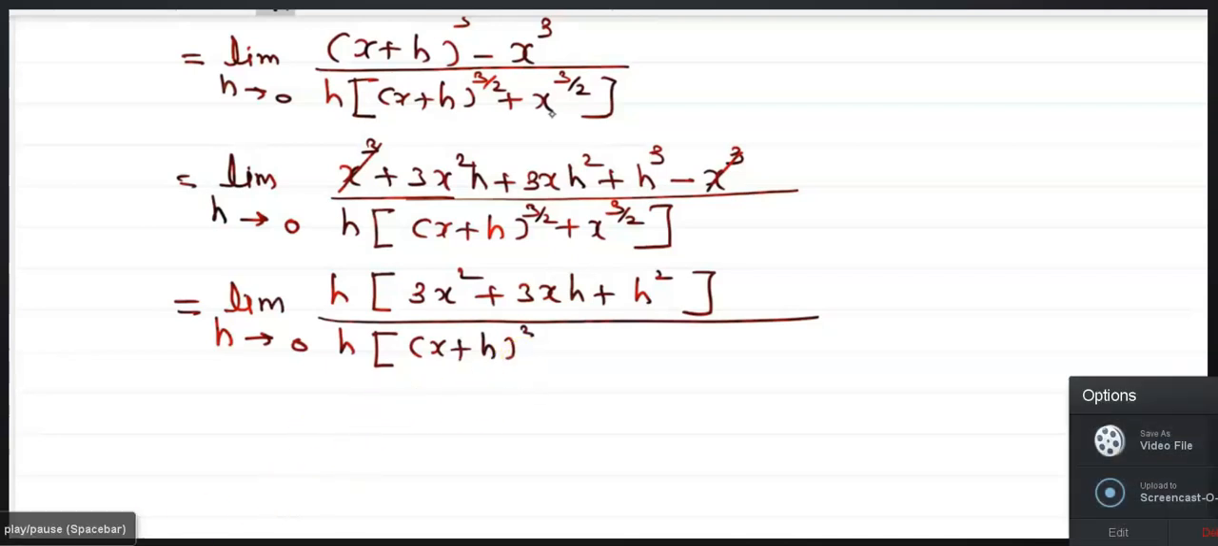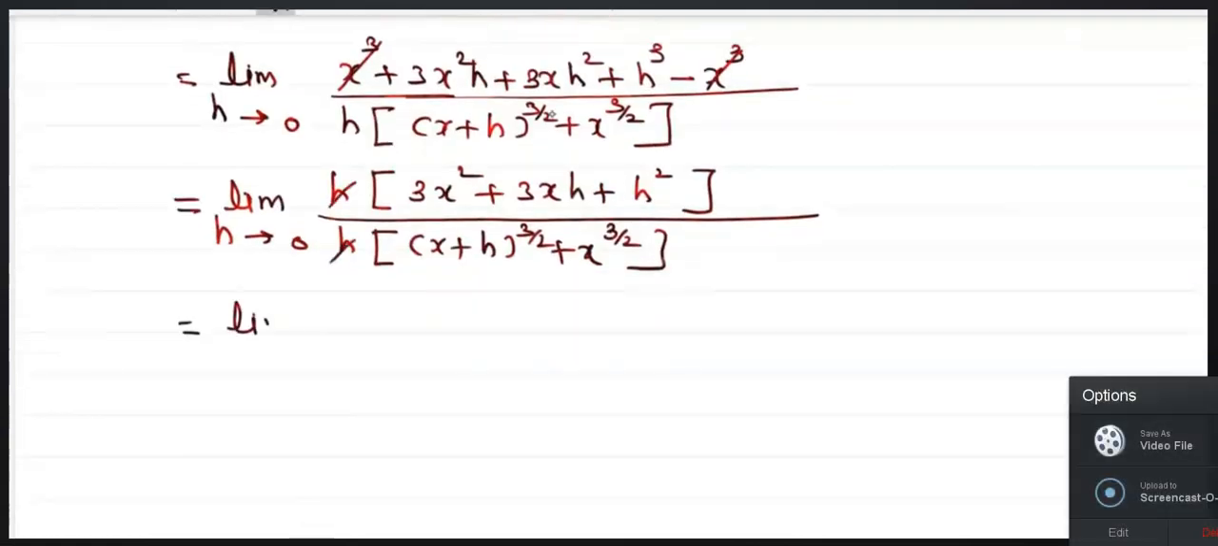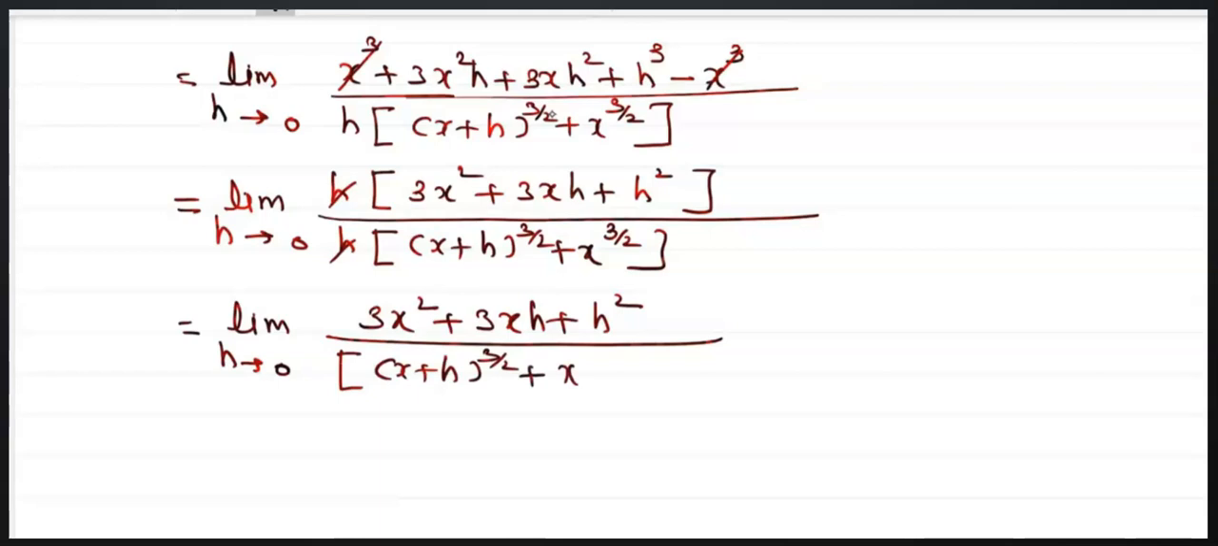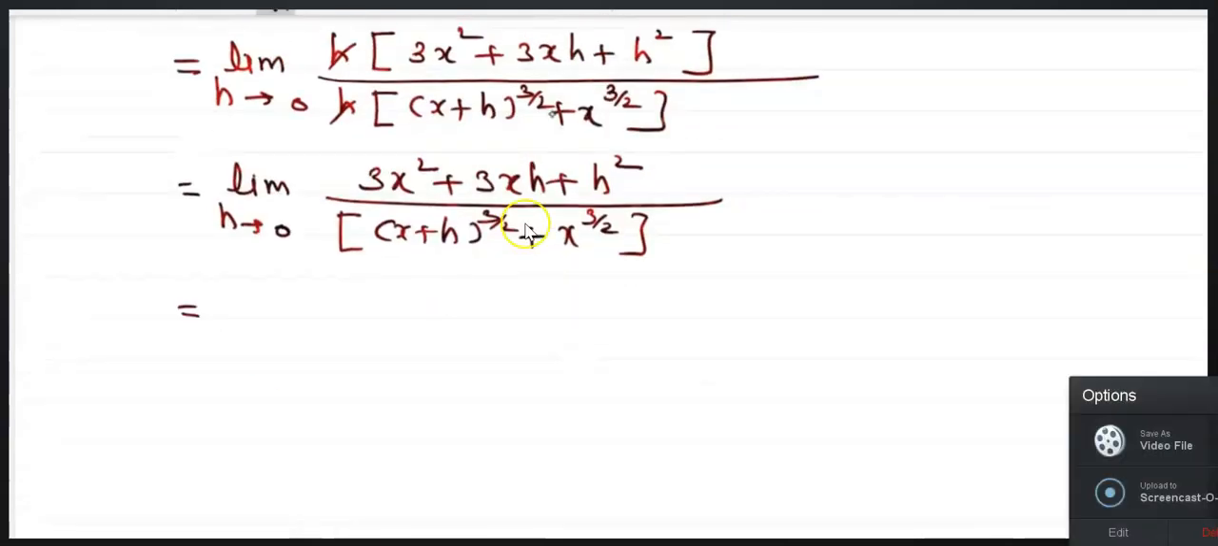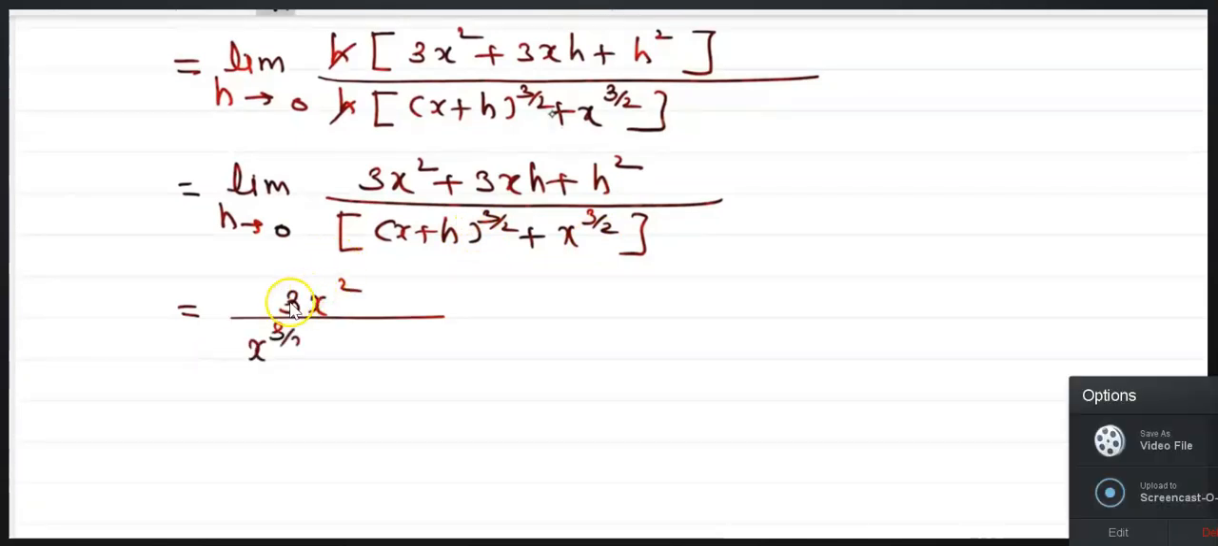Now this h gets cancelled, and we will now take the limit of this. As h tends to 0, this term will become 0, this will become 0, this h will become 0. Then what you will get? 3x square. Here is x raised to 3 by 2, x raised to 3 by 2, that is 2 times x raised to 3 by 2. That is 3x square upon 2 times x raised to 3 by 2.